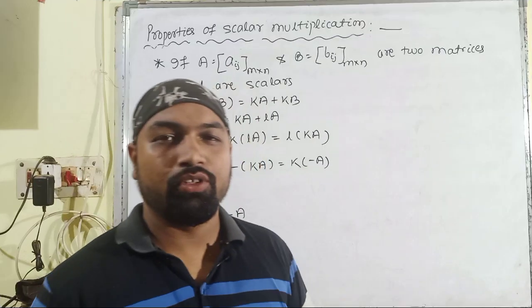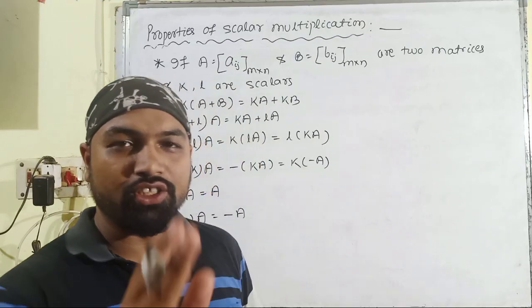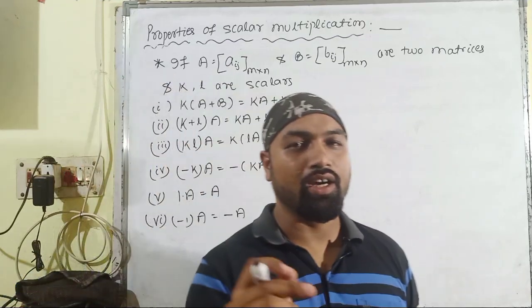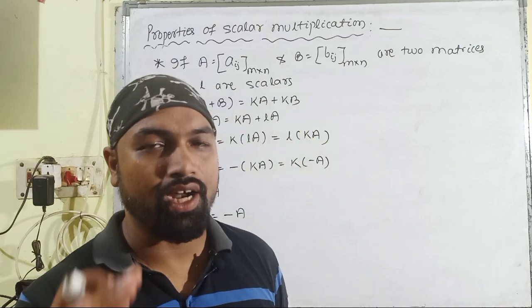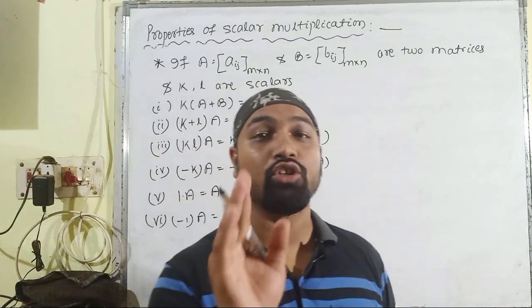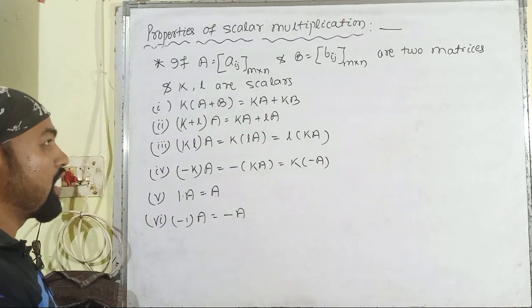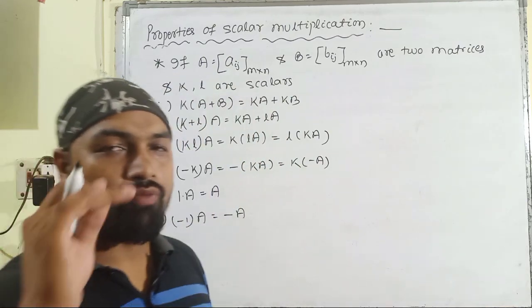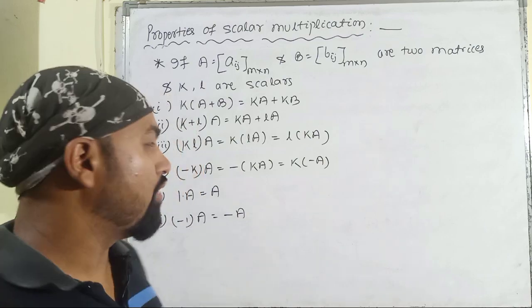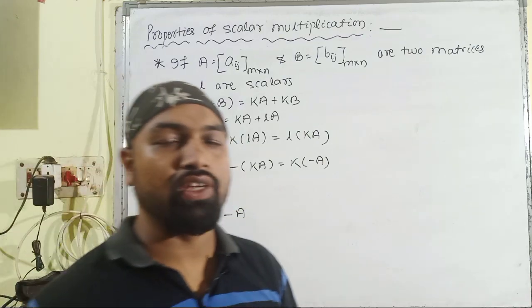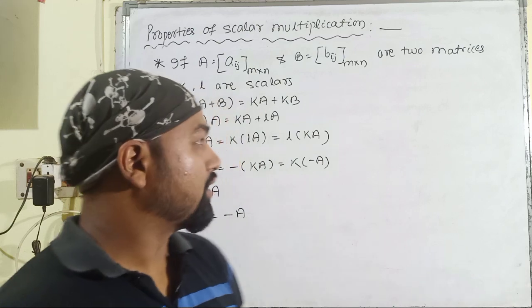Let us discuss the properties of scalar multiplication. Let us consider two matrices A and B and also two scalars K and L. By using the two matrices and the two scalars, we have written here 6 properties of scalar multiplication. You have to write down and remember these, because you have to apply these 6 properties in the basic problems of your fundamental mathematics.